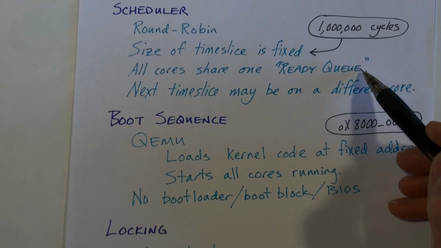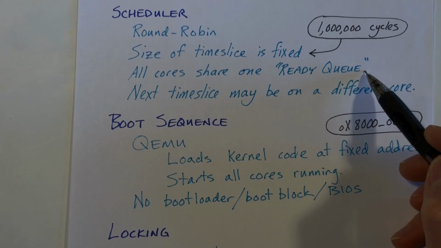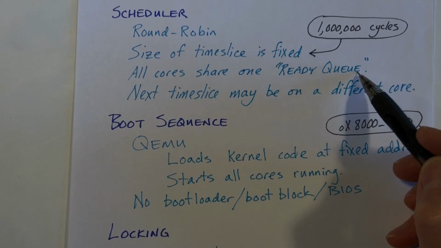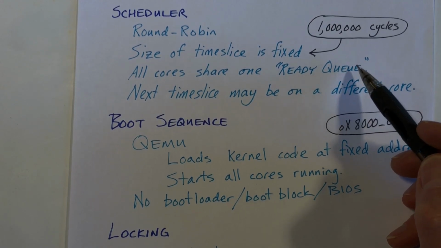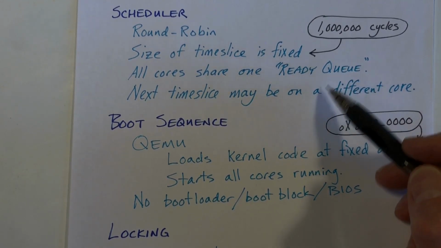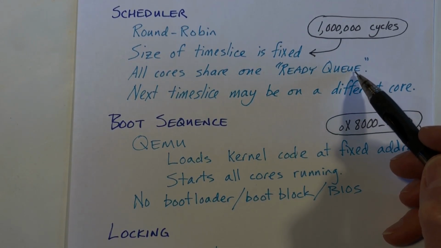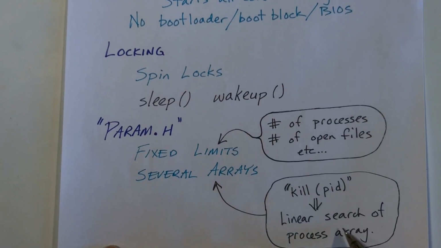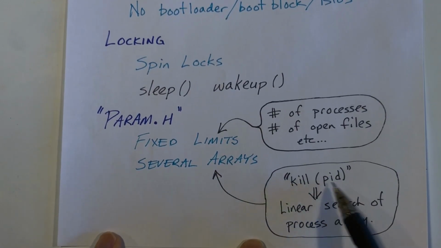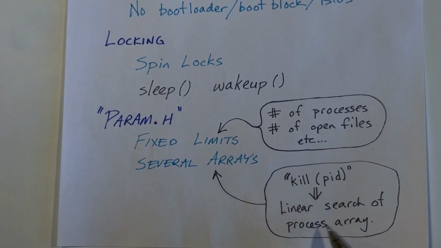Actually, this ready queue here is not a separate data structure. There's a single array of processes, and some of them are marked runnable, and some of them are not runnable. And so when we want to find a process that's runnable, we basically just go through the process array looking for one that has a status of runnable. And likewise, when we want to kill a process, we just run through the array looking for one that has a matching process ID.